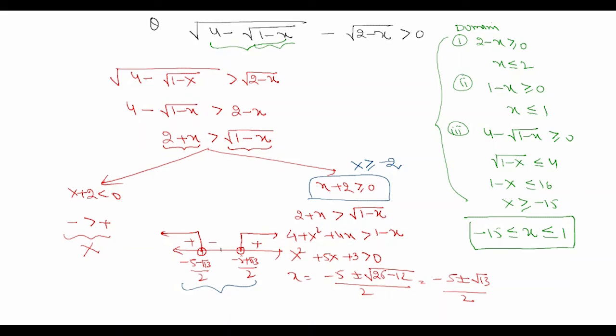The minus 2 will lie here, right? So this is minus 2. So when I take the intersection of these two conditions, the result I'll get is x should be greater than (minus 5 plus under root 13) by 2.